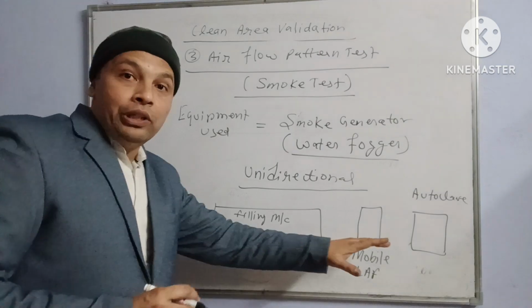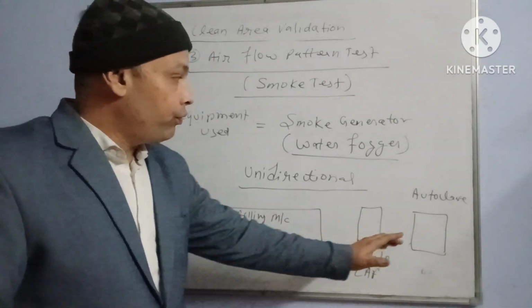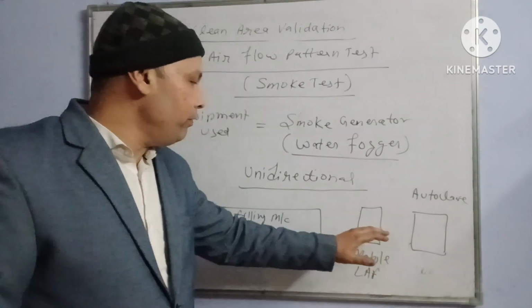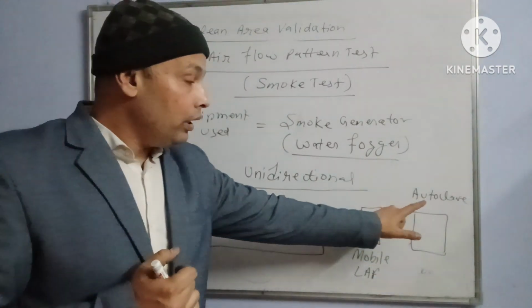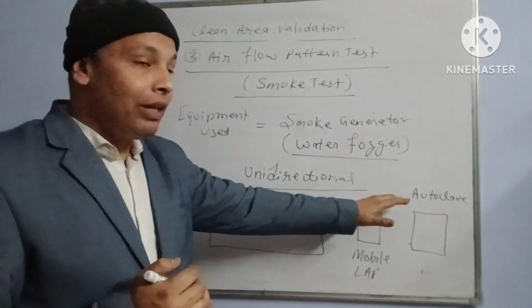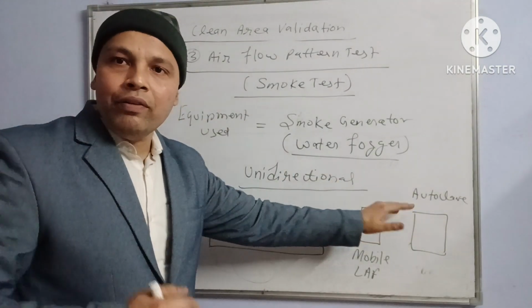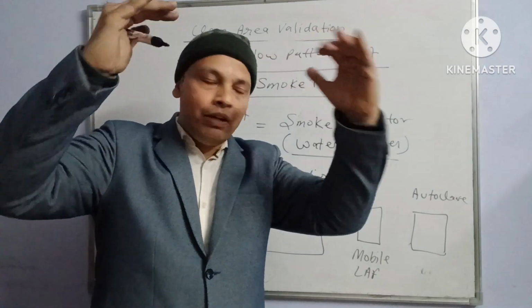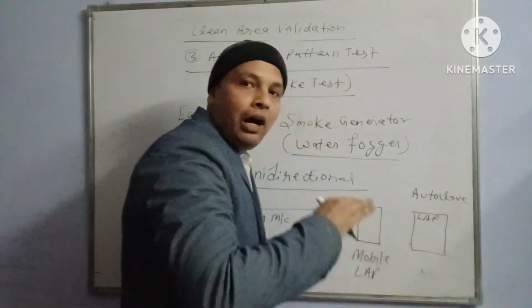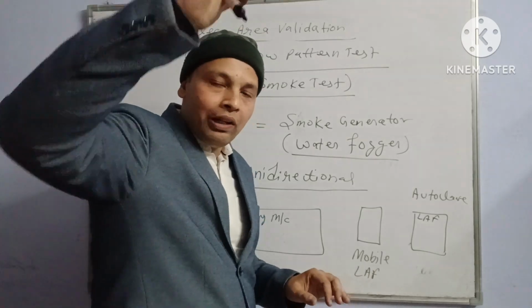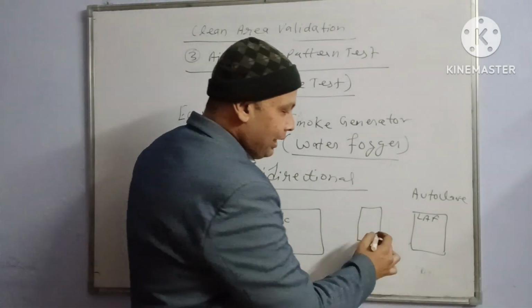So you need to show that at every step, from unloading from the autoclave up to the filling machine, the direction of that particular flow is unidirectional. Suppose the unloading side of the autoclave is done under the LAF. There will be the laminar airflow. The outer surface of the autoclave is covered by the LAF. This mobile LAF should be there.